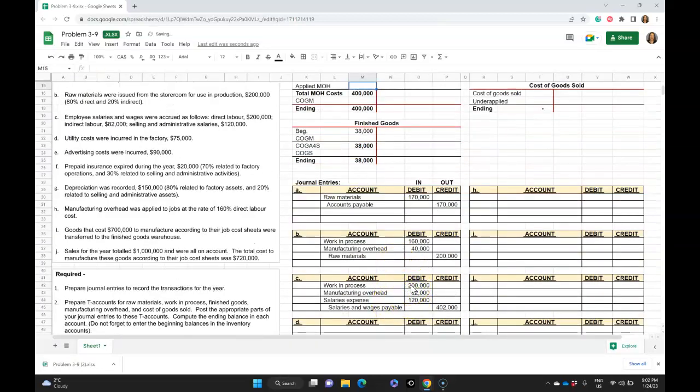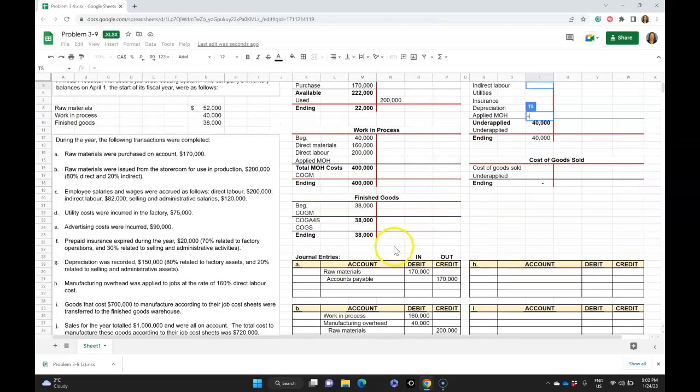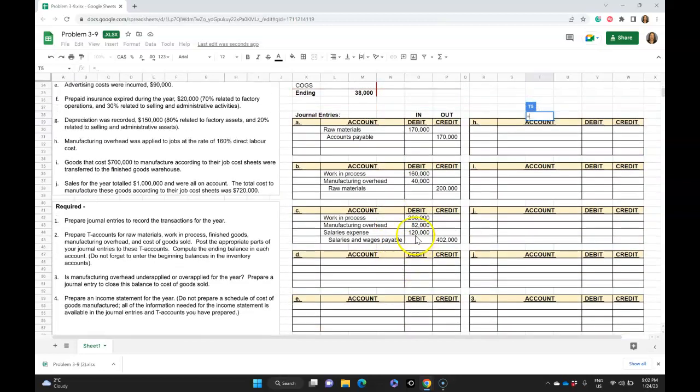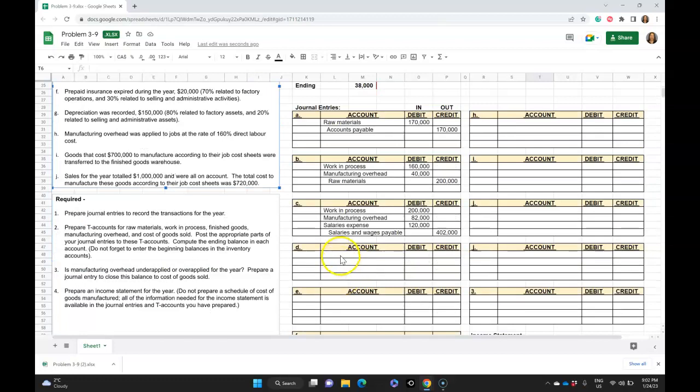And then I can put indirect labor into manufacturing overhead. And I don't have a T account open for salaries expense, so I won't post anything there. Now I have utility costs were incurred in the factory for $75,000. So it tells me factory.